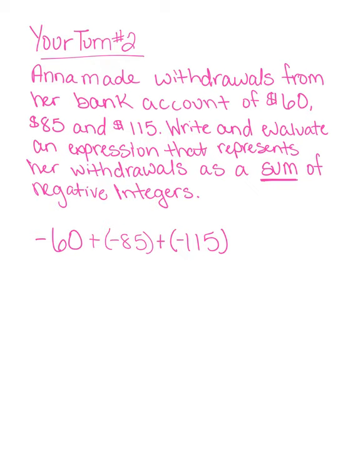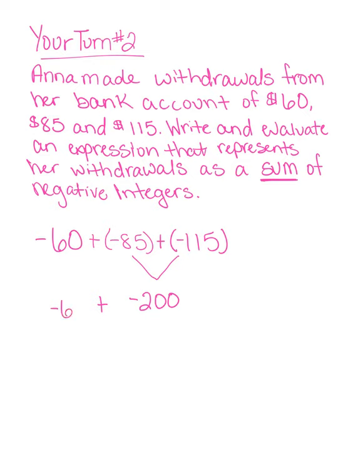But I notice that if I add the second and third term, negative 85 and negative 115, I know that makes negative 200. So I'm going to add that first because the commutative property allows me to add them in any order.